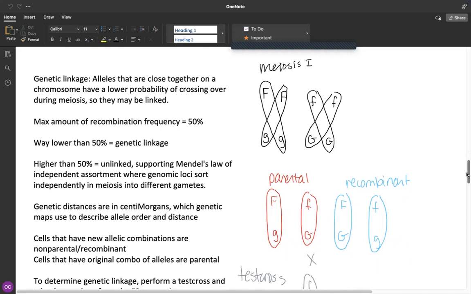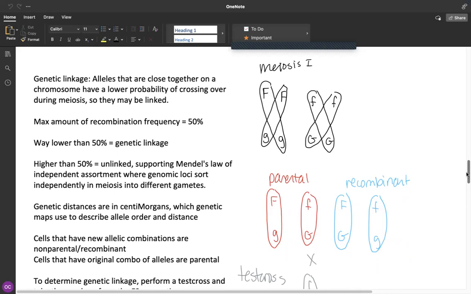Next is all about genetic linkage. Genetic linkage is how likely alleles are going to be crossed over. So alleles that are close together on a chromosome have a lower probability of crossing over during meiosis, so they may be linked.